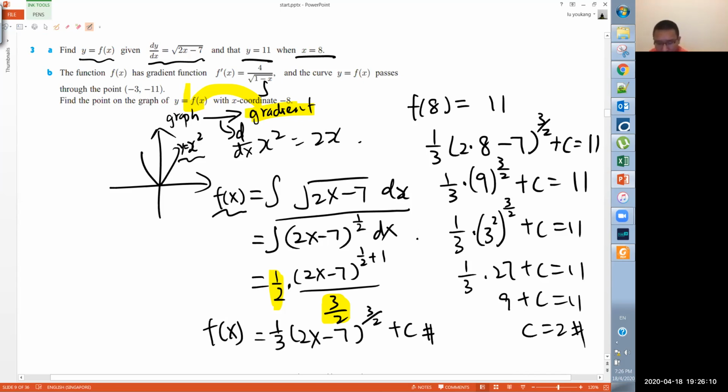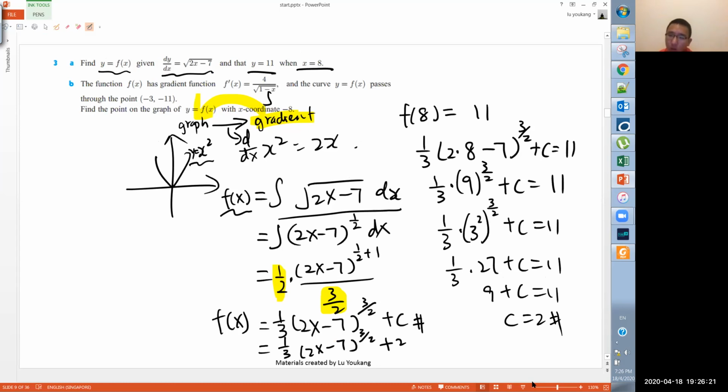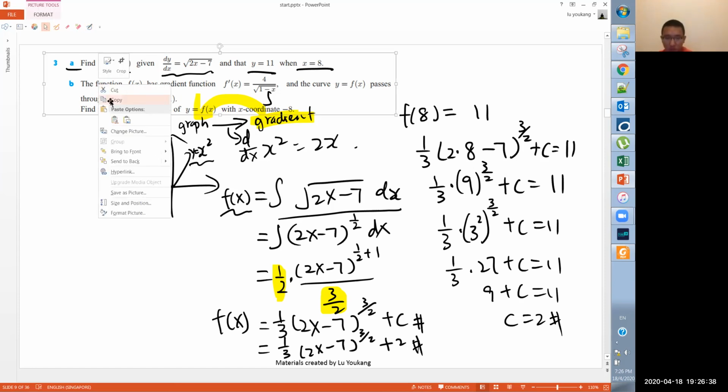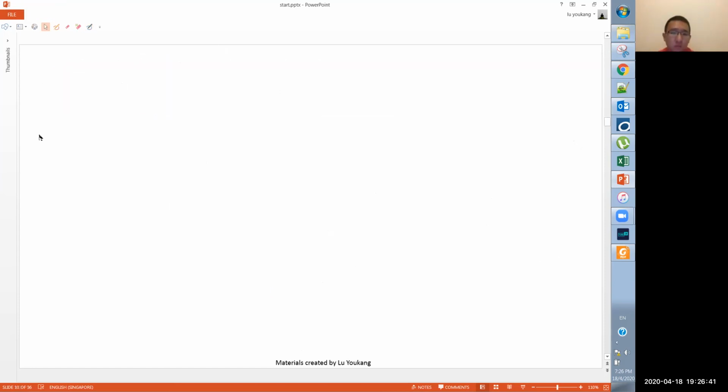So your graph function is supposed to be this. Okay. So this is your graph function. So you have solved 3A. Now let's move on to part B. So to move on to part B, let me use a blank page.